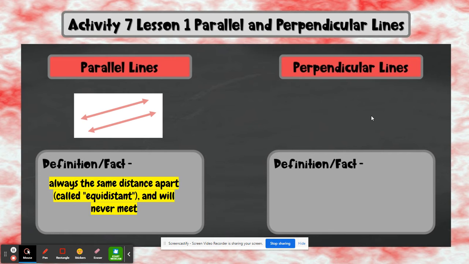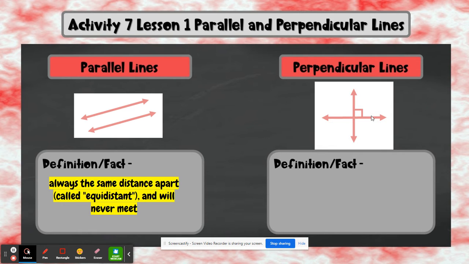They never really intersect. Now we're going to be dealing with parallel lines mainly over the next couple of days. But I want to go ahead and define perpendicular lines also. Perpendicular lines are very distinctive because of the way that they do intersect. Okay? Perpendicular lines are lines that intersect and create a 90-degree angle. So you see that square that's created when they intersect.